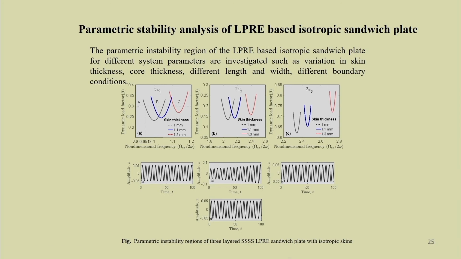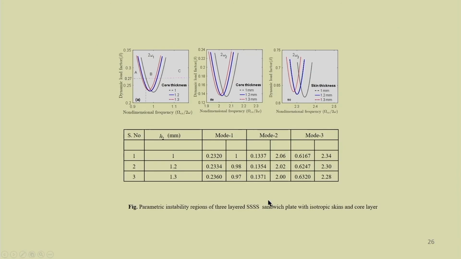So, one can plot or find the region for which the system is stable and when it is unstable. This is the instability region for the first mode, that is the principal parametric resonance condition of the first mode, 2 omega 1. This is the principal parametric resonance of the second mode, 2 omega 2, and this is the principal parametric resonance condition for the third mode, that is 2 omega 3. This way one can plot this instability region for different conditions and different boundary conditions also.